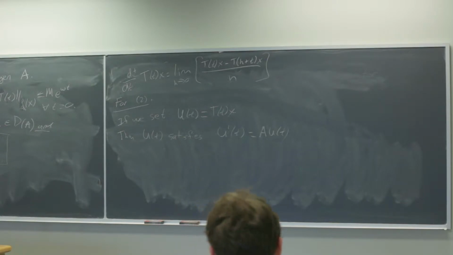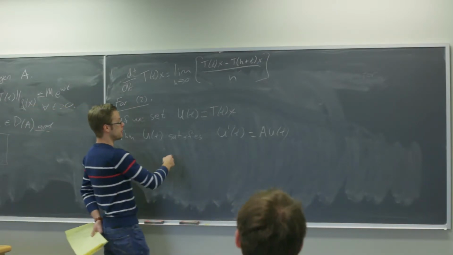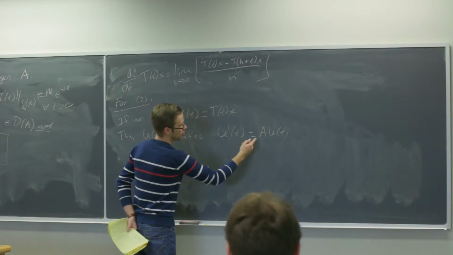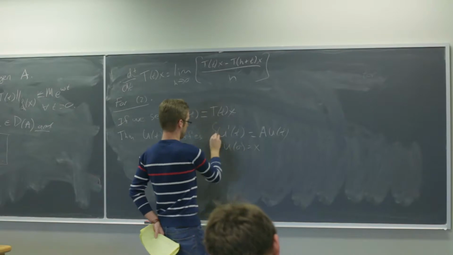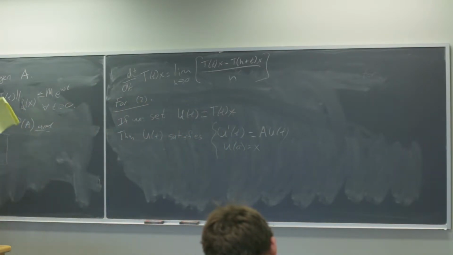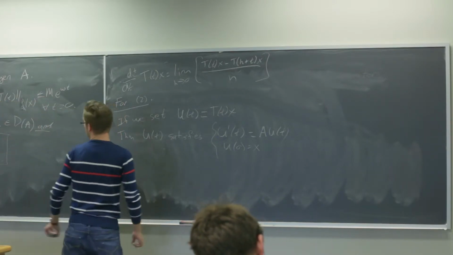So if we set u(t) to be the semigroup acting on the initial data, then u(t) by the second part here satisfies u'(t) equals Au, and u(0) will actually be x. So somehow when I have the infinitesimal generator, I can solve the following Cauchy problem. All right, so this is the idea, but now we're going to have to figure out how do we get an infinitesimal generator and how do we get to a semigroup. So time to review some more functional analysis.